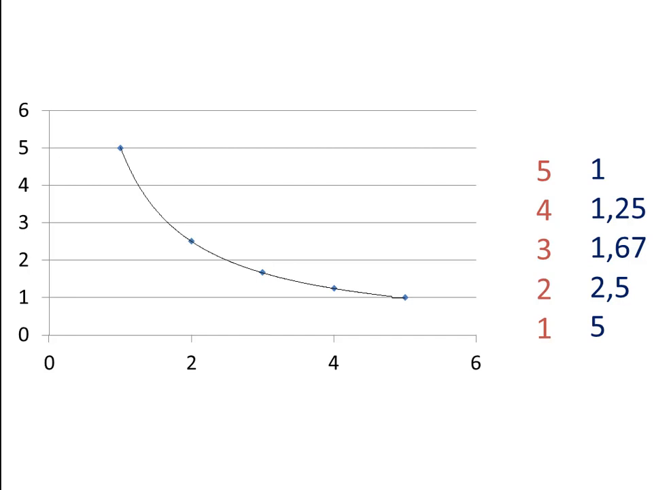Another way you can detect inverse proportion is that it gives this shape of a graph. Here we have the x values, 5, 4, 3, 2, 1, the independent variable values plotted on the x-axis against the dependent variable values, and it gives this kind of a graph.